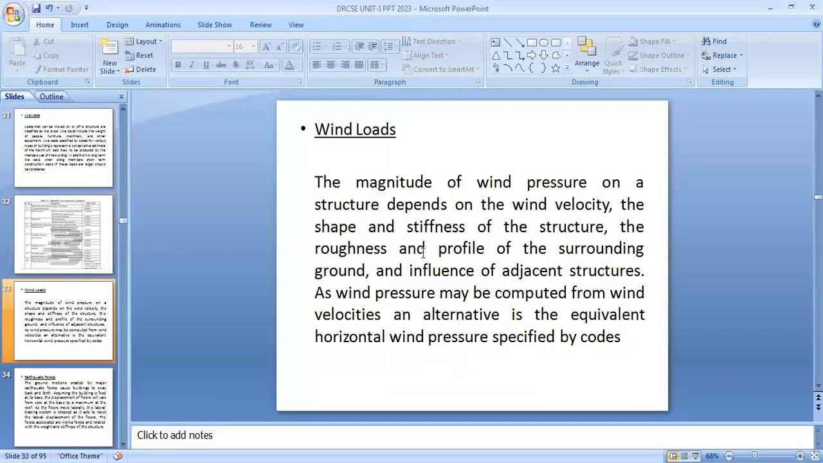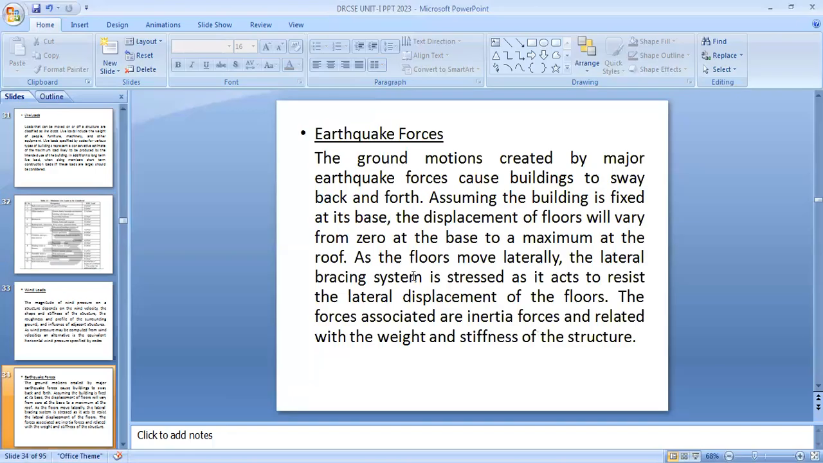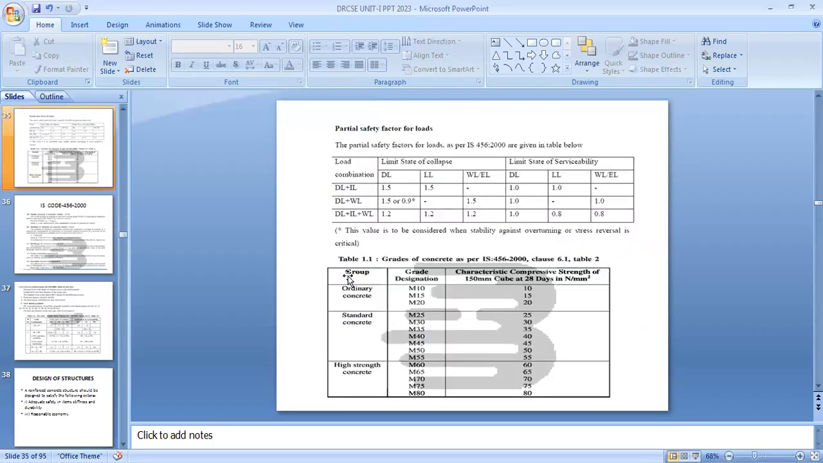Wind load, the magnitude of wind pressure changes with the shape and height of the structure. So we need to consider reduced pressure while designing the structure. Earthquake forces: the ground motion changes, and the nature of the forces leads to base shear. It is zero at the top and maximum at the base. Here in this table you can see the partial safety factors for load.